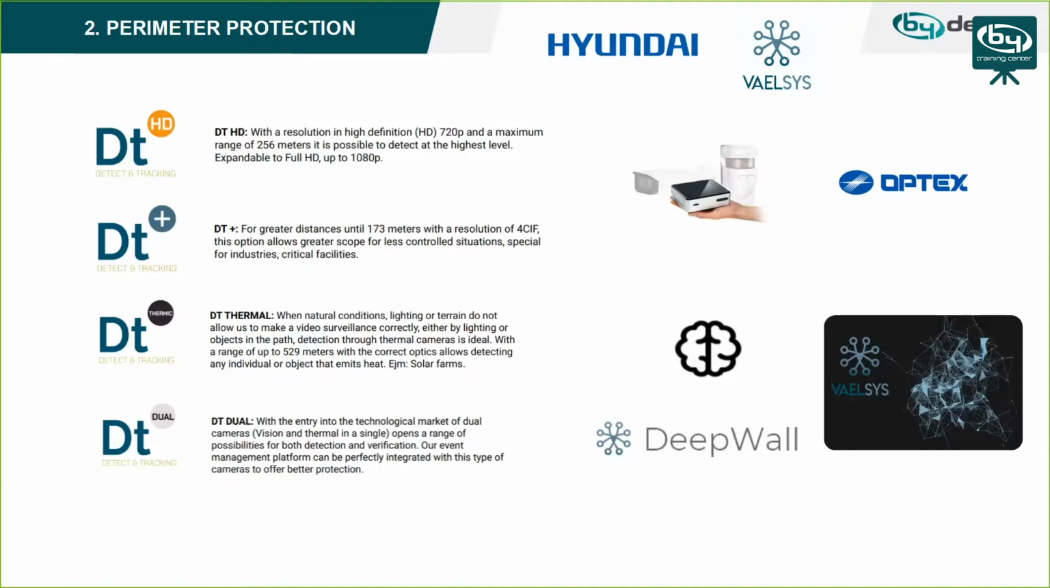And lately there's a DT Dual, which makes use of latest cameras, the ones that have, for example, two lenses, like visible and thermal, which gives us a new range of possibilities for detection and verification.